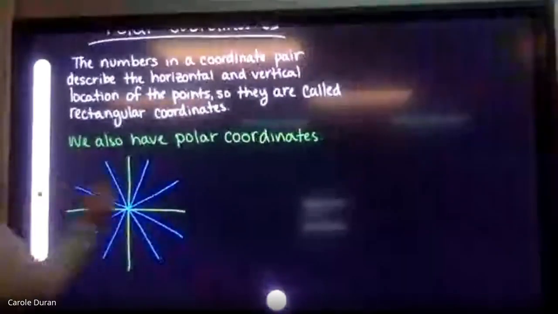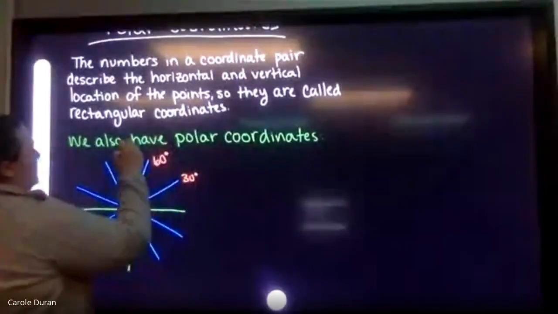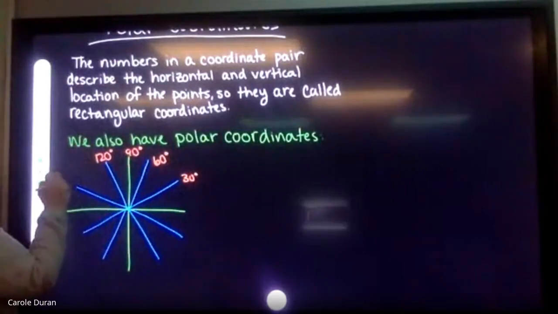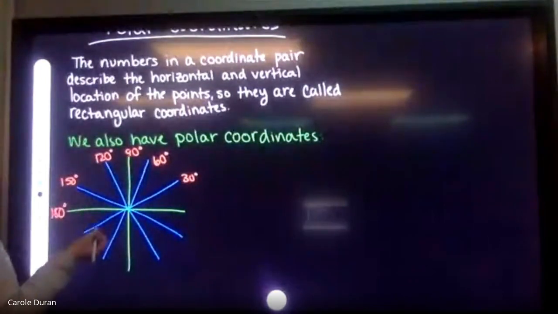Okay. I'm going to go ahead and mark some of these angles just so we have them as a reference. So our polar coordinate system is based off of our unit circle and the angles that we have on that unit circle. Again, I'm just highlighting some of the important ones, an infinite number of angles on here.